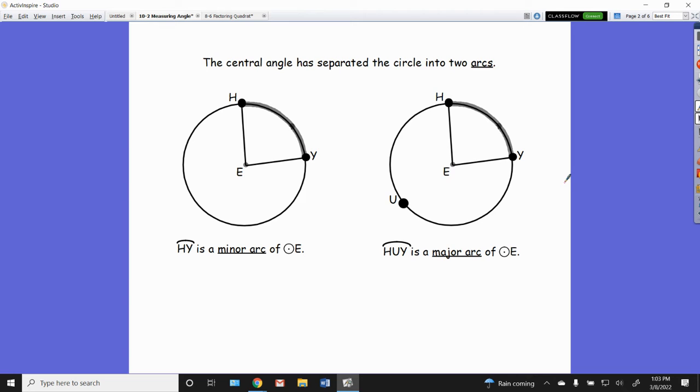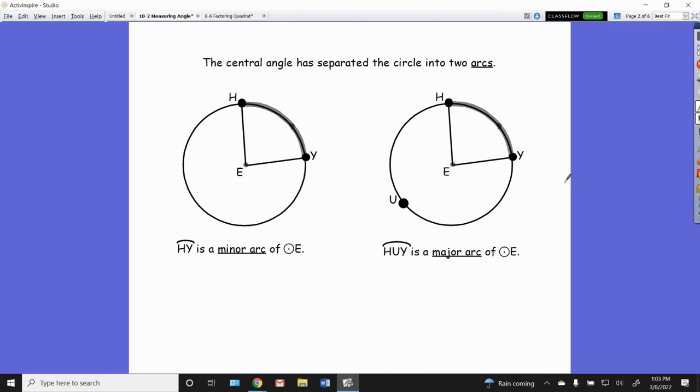So, boys and girls, I need everybody to understand this. An arc is a piece of the circle. Okay? It's a circle segment. Now, guys, every central angle separates your circle into two arcs. One of them is going to be a minor arc, and one of them is going to be a major arc.